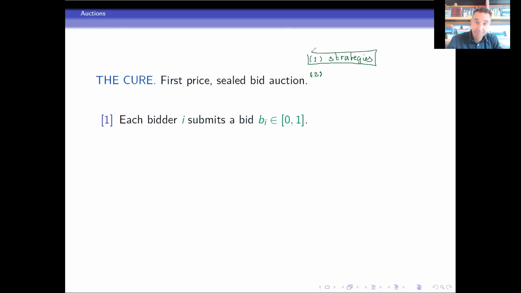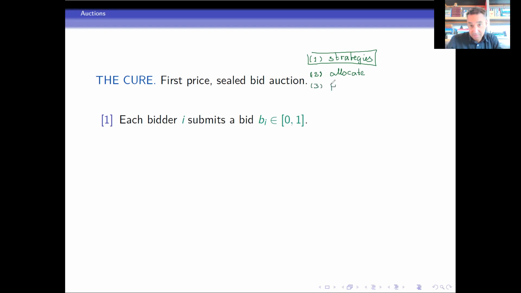And then based on these strategies, so based on what people did in the auction, you have to make 2 decisions. The first one is to allocate, of course. In this case, 1 item, and you have to say to who you allocate. But in general, that can be more decisions if there are more items to allocate.